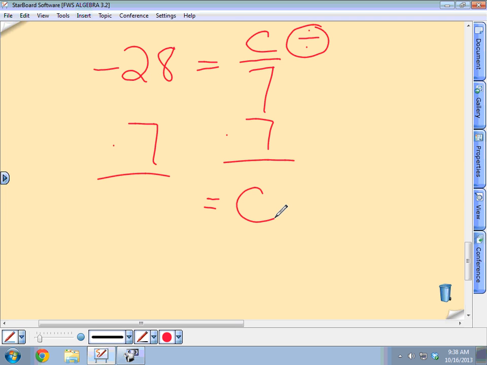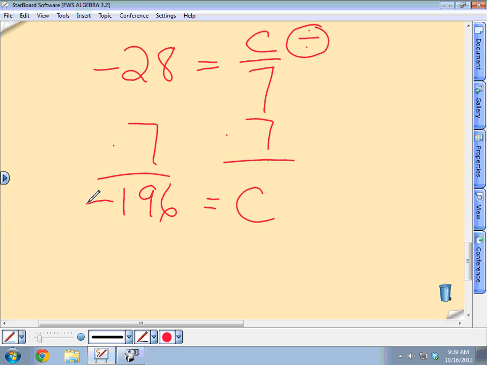Well, 20 times 7 is 140. And then 8 times 7 is 56. So 140 and 56 would be 196. And notice that you're multiplying a negative and a positive number, so when you multiply, it'll be negative. So c is negative 196. And if you take negative 196 and you divide by 7, you will get negative 28. That's how you check that.